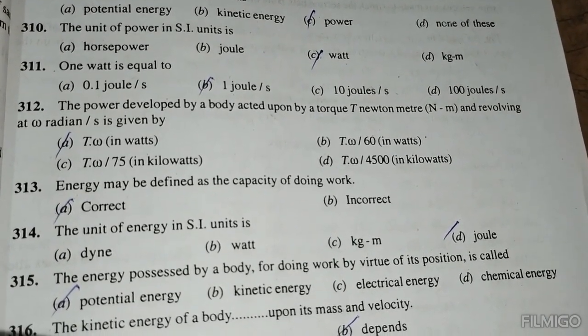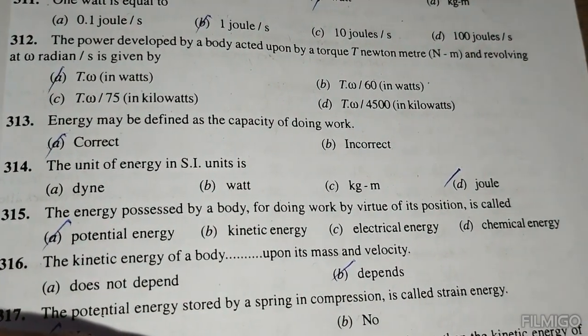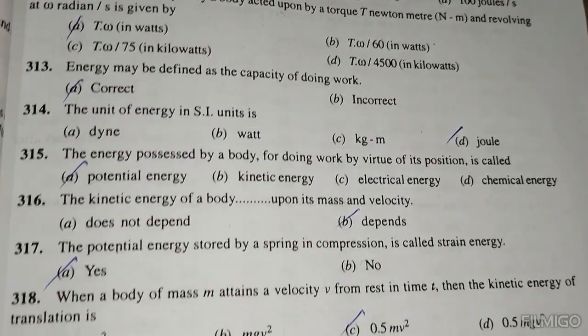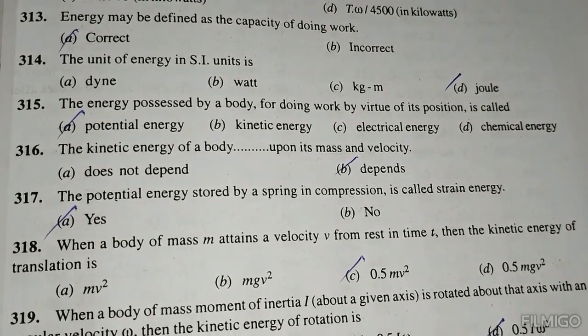The unit of energy in SI is the joule. The energy possessed by a body for doing work by virtue of its position is called the potential energy. The kinetic energy of a body depends upon its mass and velocity. The potential energy stored by a spring in compression is called strain energy.